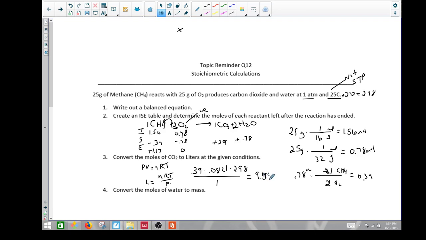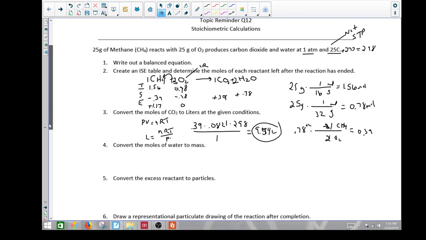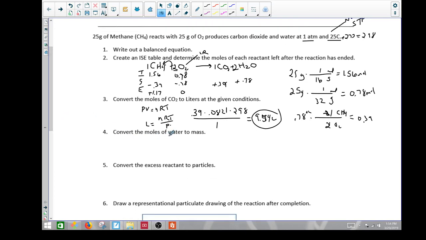9.54. And that'd be liters. It would be close if you use the 22.4 to 1 because it's not that far off, but it would be something that would cost you work-wise. All right, convert moles of water to mass.